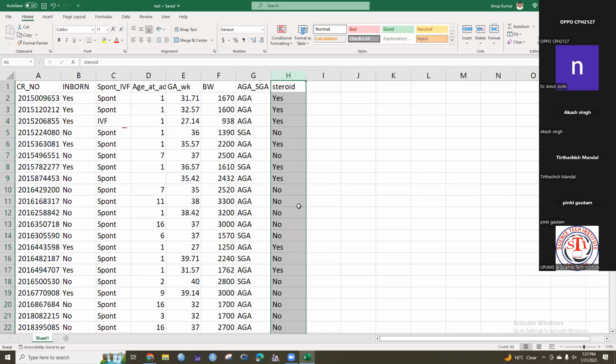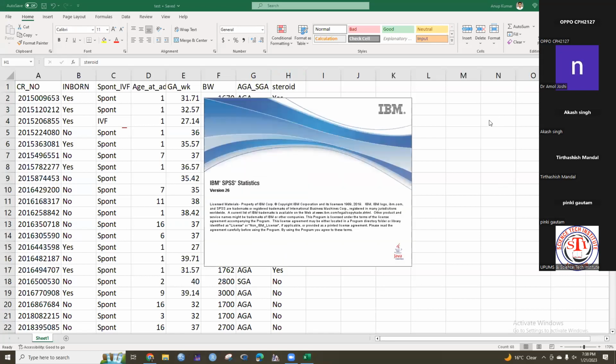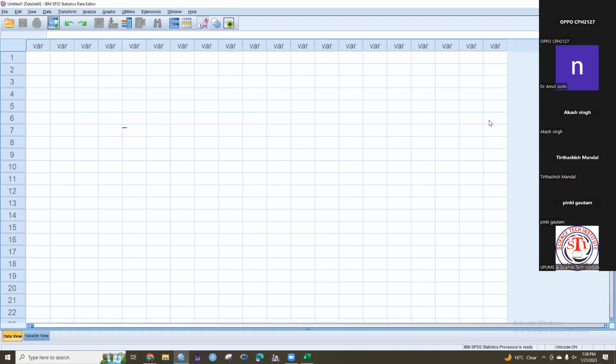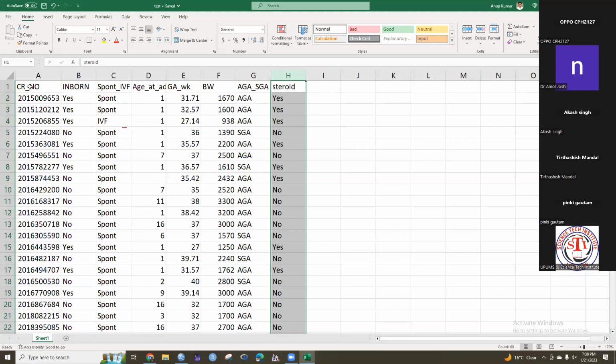So this data is on the desktop, and I will simply open SPSS. When you open it, it will look like this. I have shown you the Excel. If you go to the data view, the rows will be 1, 2, 3, and the columns will be VAR, VAR, VAR. Why is that? Because in the rows are the numbers, but the columns are the variables, the things which we are measuring. So variables are here.